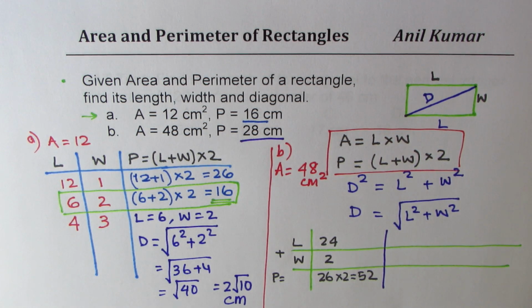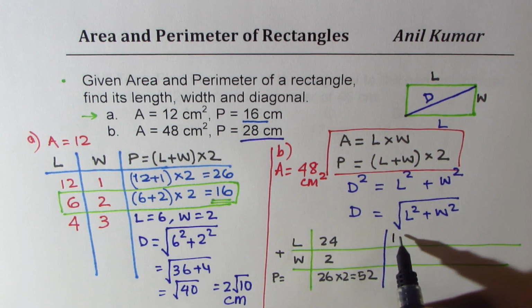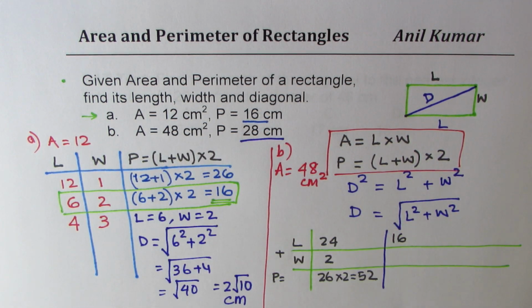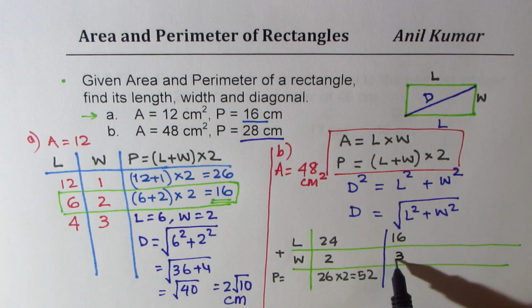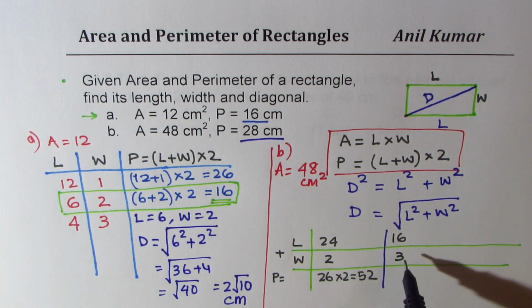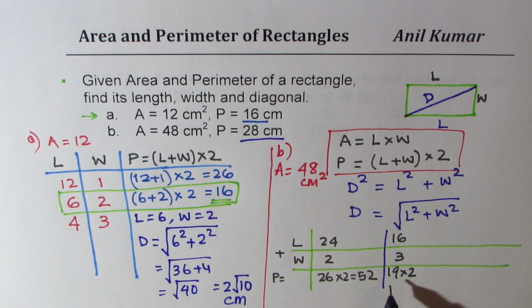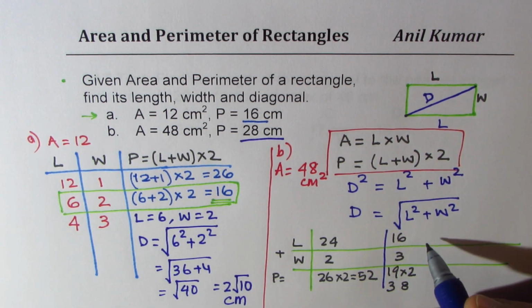So we can try some other values. Right, so let's try this time 16, for example, right? So 16 times, we have to get 48, right? So 3, right? 16 times 3 is 48. Now if I add, you get 19, and 19 times 2, what do you get? 38 you get. That doesn't work either, right?